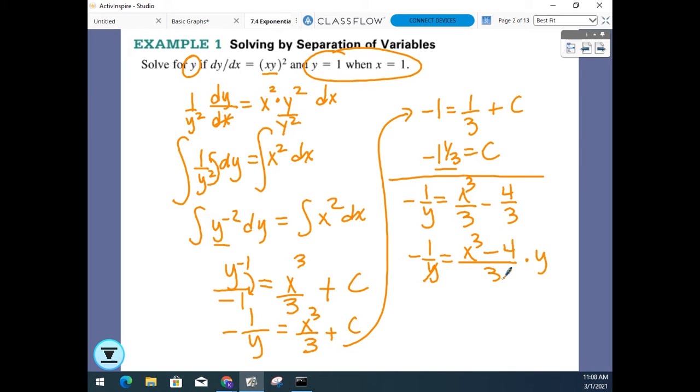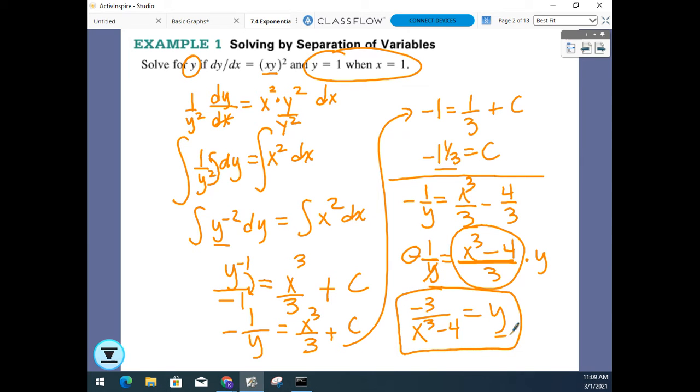Probably the better way is to move the y up to the other side, then multiply by the reciprocal of this. And I've got this negative here, so I get negative 3, and I get y by itself. So if you have y in the denominator, it's helpful to have this side all in one fraction, because you can just multiply by this reciprocal and move it to the other side. And this is my final answer because we have y by itself.